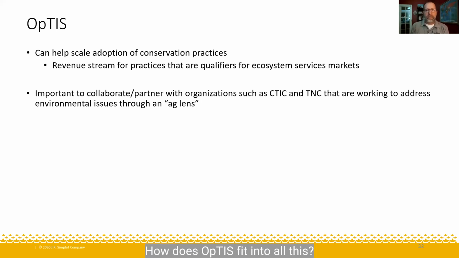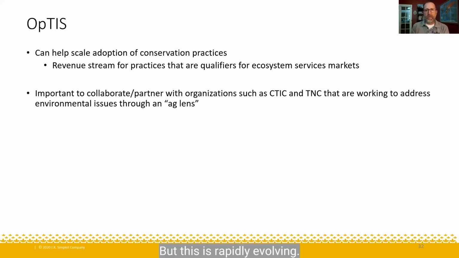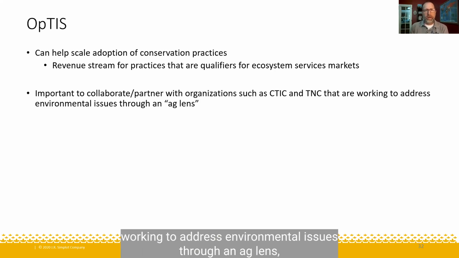How does OpTIS fit into all this? We believe that OpTIS can help scale adoption of conservation practices, and this is becoming even more important, as it seems to be one of the larger mega trends in agriculture today around ecosystem services markets, from water quality, water quantity, biodiversity, and then of course carbon markets. But this is rapidly evolving, and we're paying keen attention here in this space. And it's important to collaborate and partner with organizations such as CTIC and the Nature Conservancy that are working to address environmental issues through an ag lens.